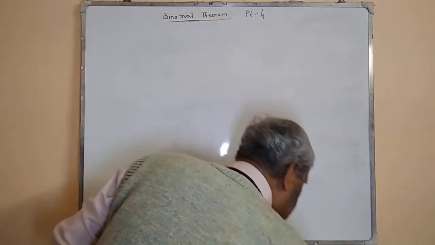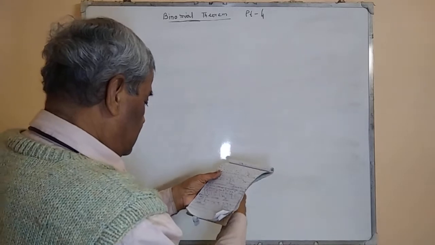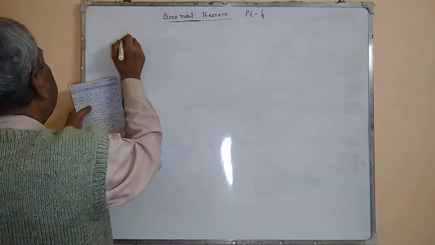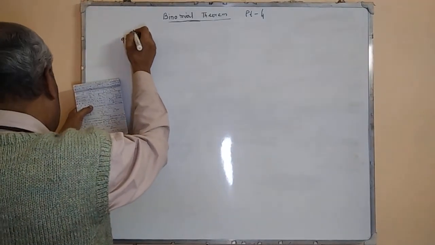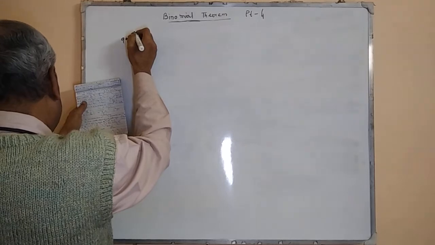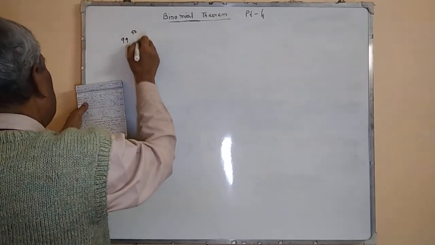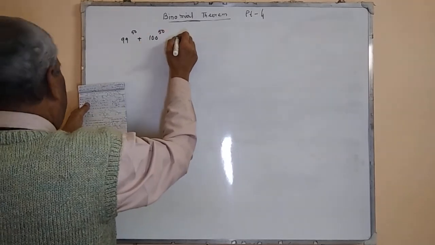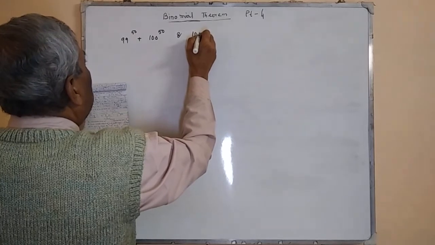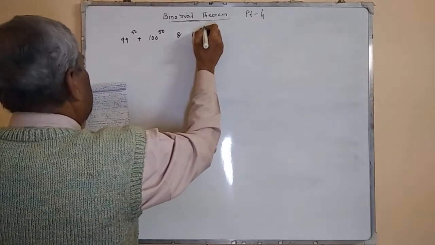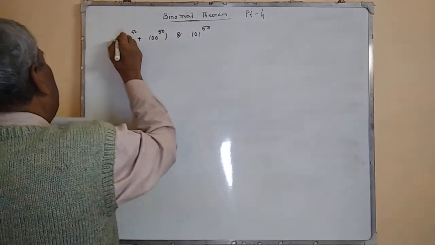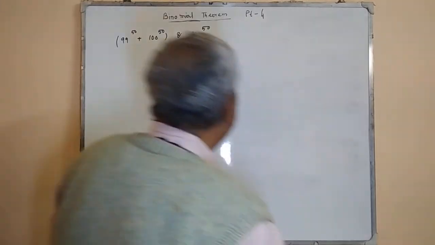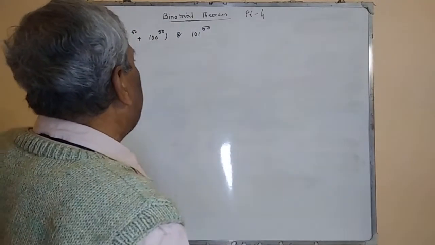Our next problem: which one is larger, 99 to the power 50 plus 100 to the power 50, and 101 to the power 50? This is a number, this is another number. We have to find which one is greater, either this or that.